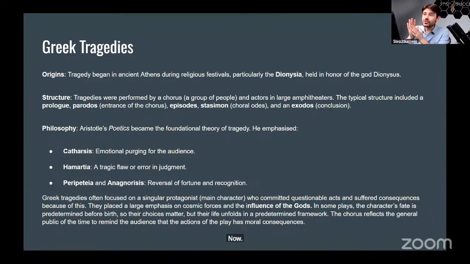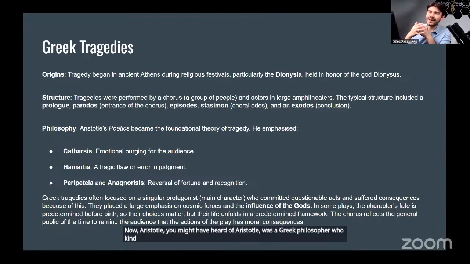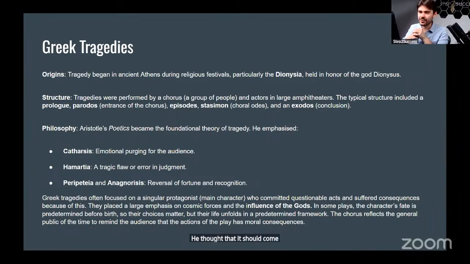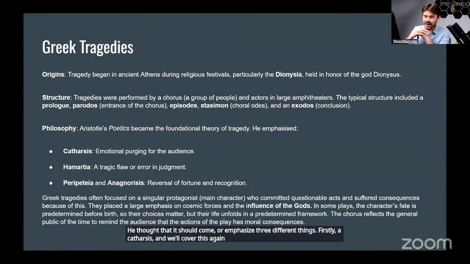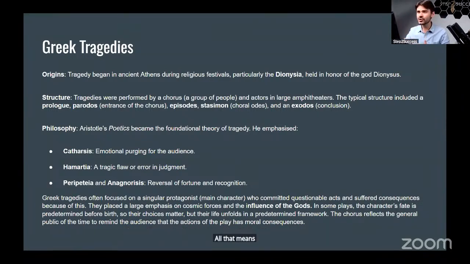Now, Aristotle, you might have heard of Aristotle, was a Greek philosopher who proposed the idea of a tragedy. He thought that it should emphasize three different things. Firstly, a catharsis, and we'll cover this again in a sec. All that means is the emotional purging at the end of the play.